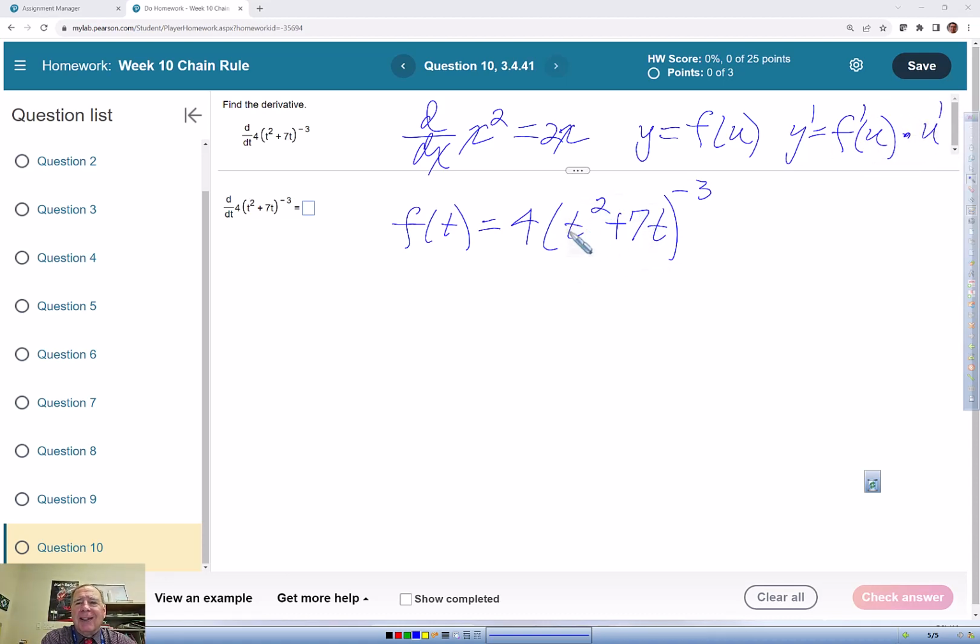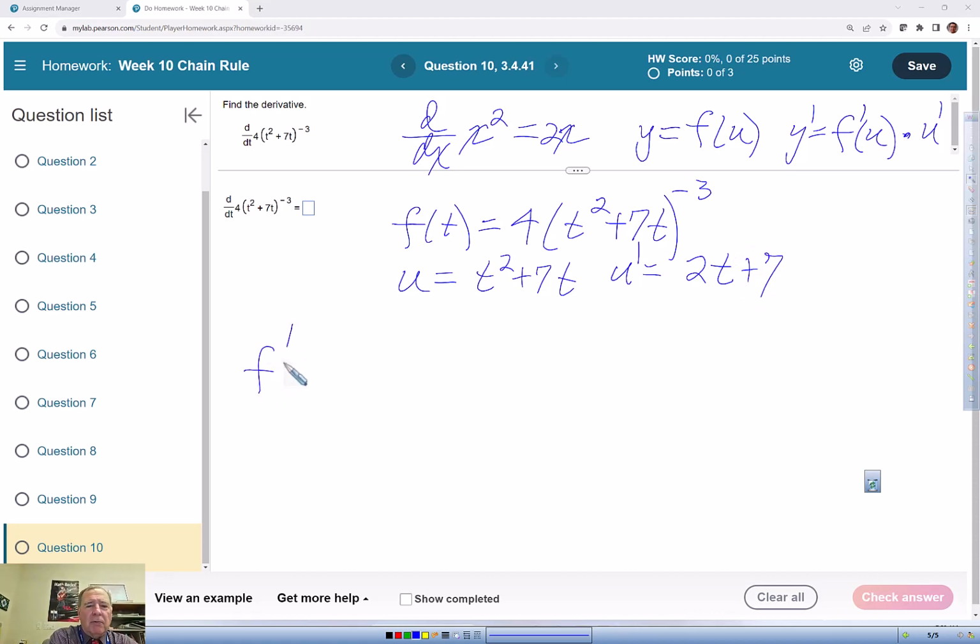So here the inside function, inside to the power of negative 3, is t squared plus 7t. So I'm going to write out u equals t squared plus 7t. Then u prime, or u prime of t, but using the variable in the function notation just takes up too much time and space. So the derivative of u is 2t plus 7.